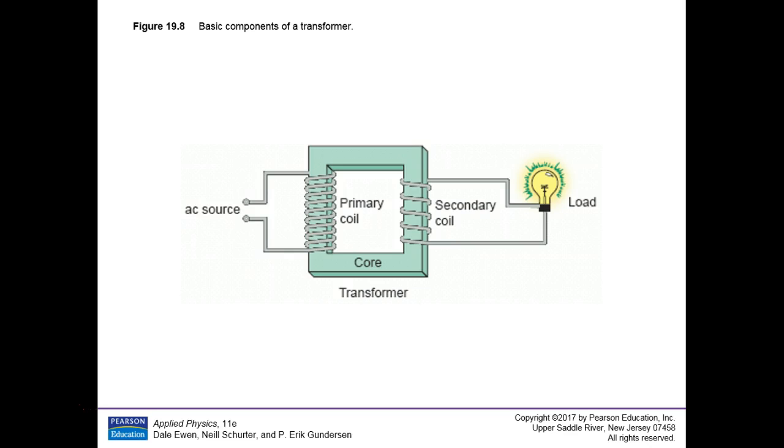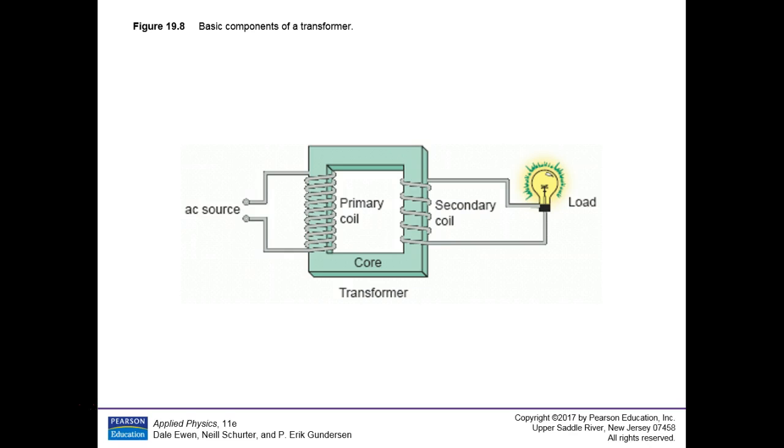Okay? Now, this has to be AC here. AC source, alternating current. Here's the reason. The current going through this wire has to be changing because only a changing current produces a magnetic field. So the changing current produces a magnetic field in this core, and it's a changing magnetic field because the current is always changing. Because the field's changing, it induces a current in this one. But it's a lower voltage, higher current.